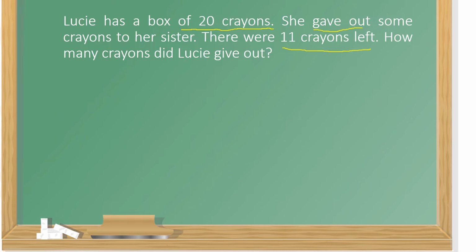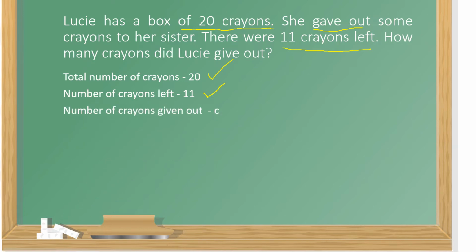So first of all, we will put everything together, what we have. We have total crayons, that is 20. Then we have number of crayons left after some were given out, and the number is 11. Then we have number of crayons given out, which we want to find. So I used C as the variable to find out the number of crayons, as normally we use the first letter of the variable we want to find. So I have used C as a variable.